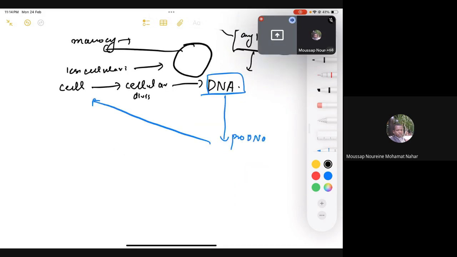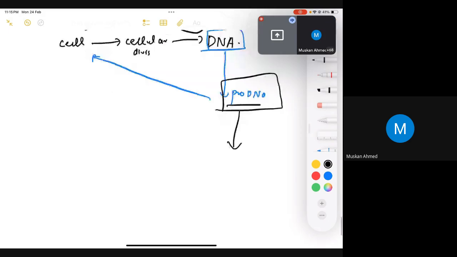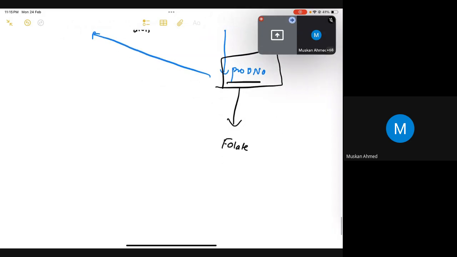So the idea is that the causes or reasons which we are going to discuss in macrocytic anemia directly lead to problems within the DNA. Is that clear? So what can be the problems with DNA? Normally, we know we need folate for DNA to form. Is that clear?